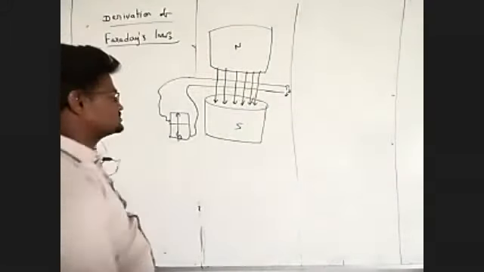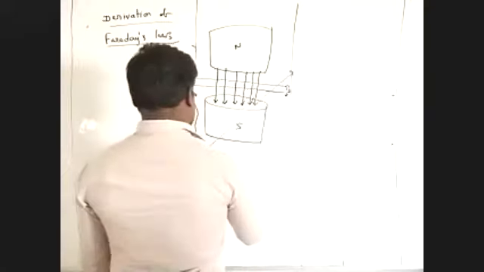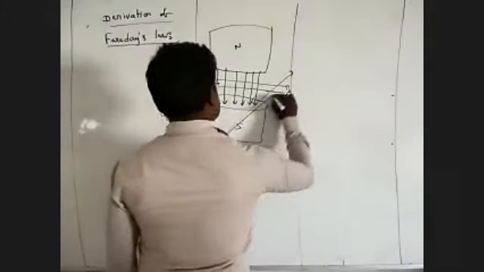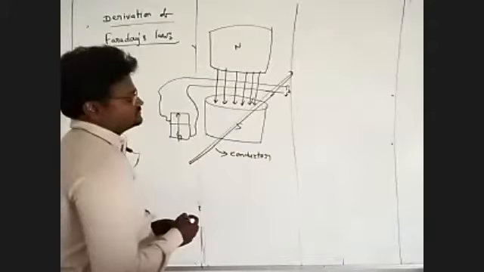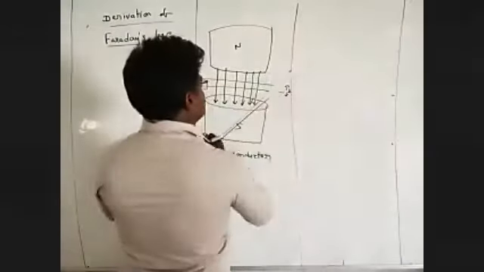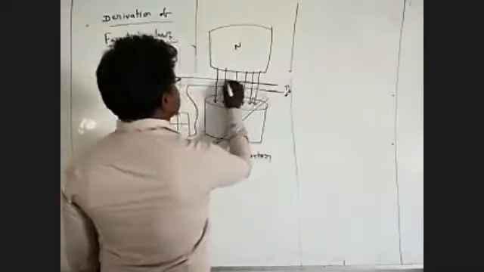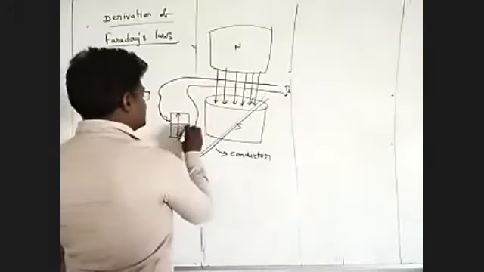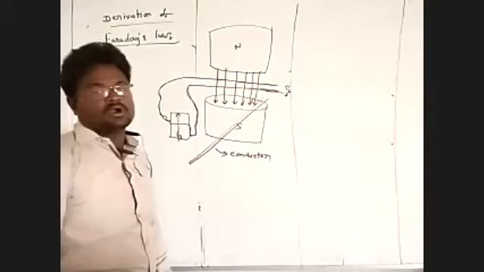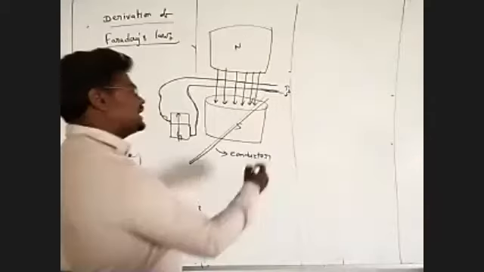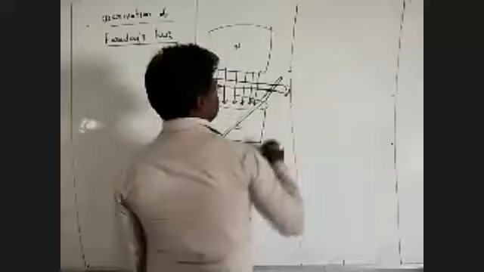Now I am taking the conductor. This is a conductor. If this conductor is not placed here, this is an open circuit. Two rods: one rod is connected to a voltmeter and the other end is connected to a voltmeter. This is an open circuit. But when it is placed on the lines, this is a closed circuit.